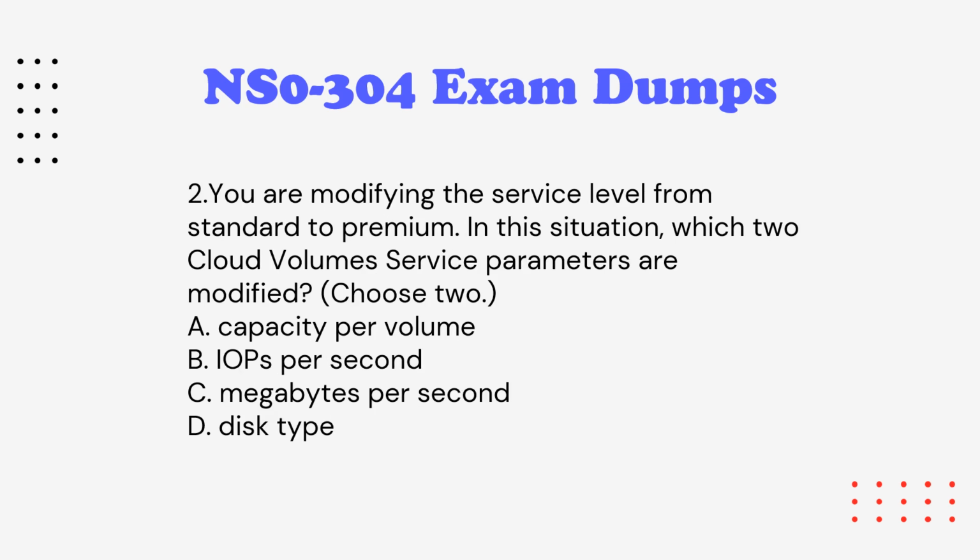2. You are modifying the service level from standard to premium. In this situation, which two Cloud Volumes Service parameters are modified? Choose 2. A. Capacity per volume. B. IOPS per second. C. Megabytes per second. D. Disk type.